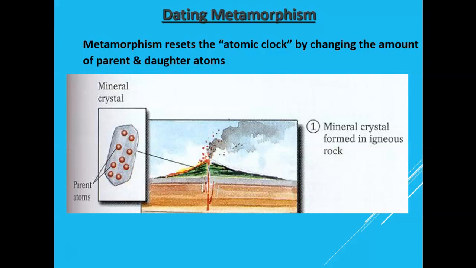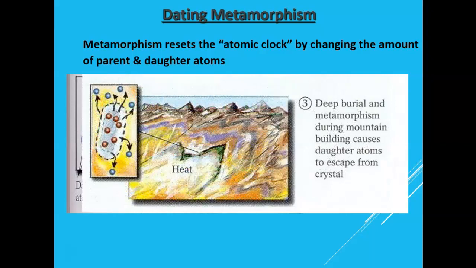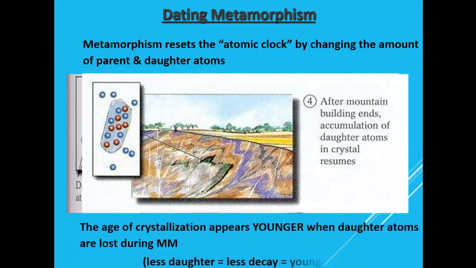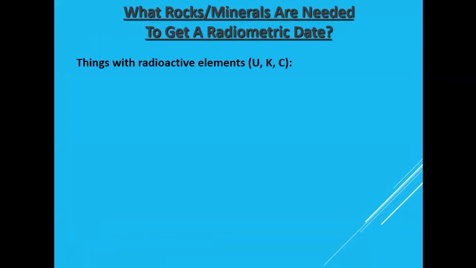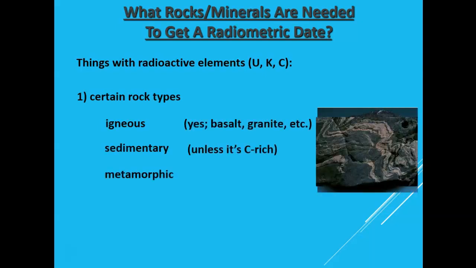Metamorphism, bad. When we have events that heat and cool the rock or crush the rock, that can cause the parent and daughter ratio to be off. This is why we don't use metamorphic rocks for getting good ages. And, of course, we said, look, here's the deal. Igneous rocks, those are good. Sedimentary rocks, not so much, because they're pieces of other rocks. They don't really help us. Metamorphic rocks, they alter some of the numbers. Not good. So we need igneous rocks.